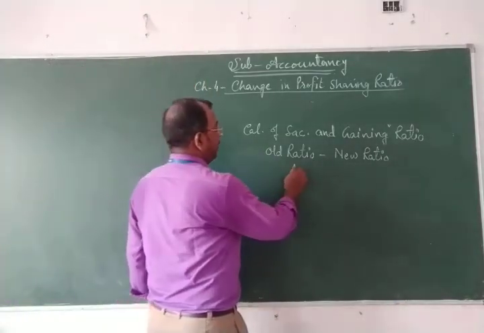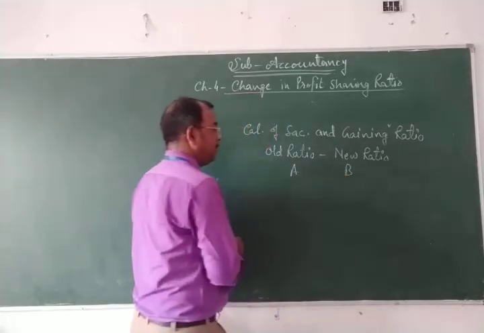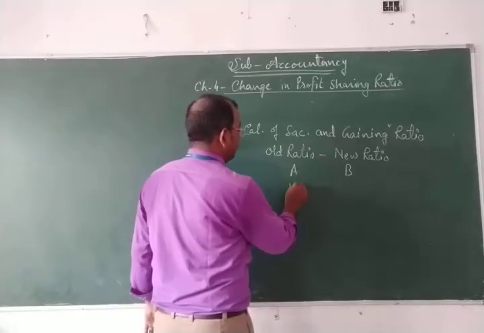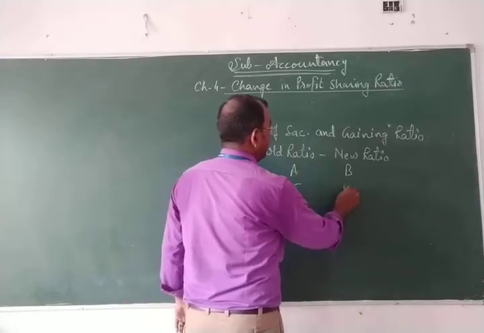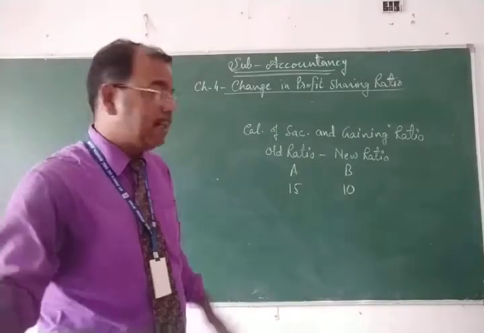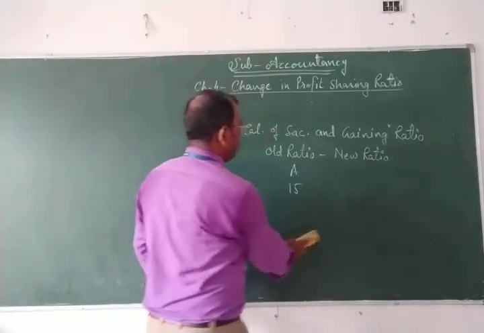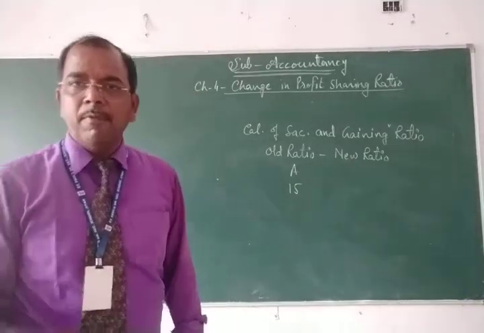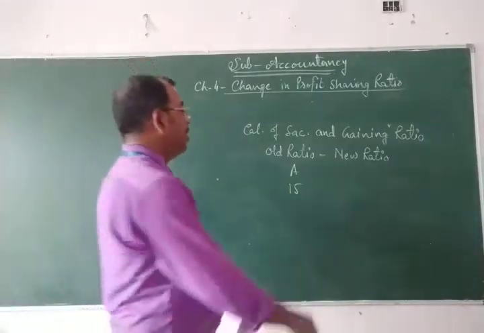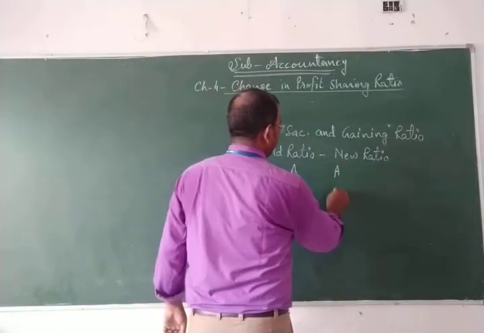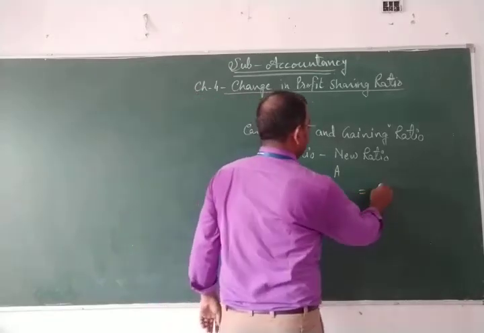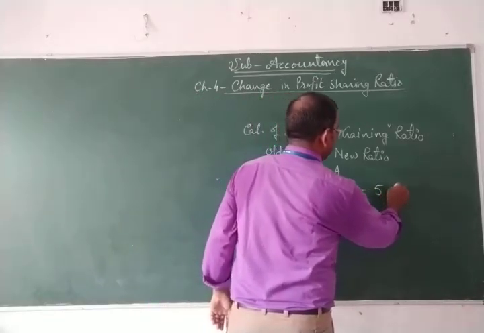Suppose A and B, two partners, are there. Earlier, A was getting rupees 15 and B was getting rupees 10. Okay, students, it is wrongly written here. Suppose A, one of the partners, is there. Earlier he was getting rupees 15. Now he is getting rupees 10. So what answer comes here? It comes to 5. This is positive.